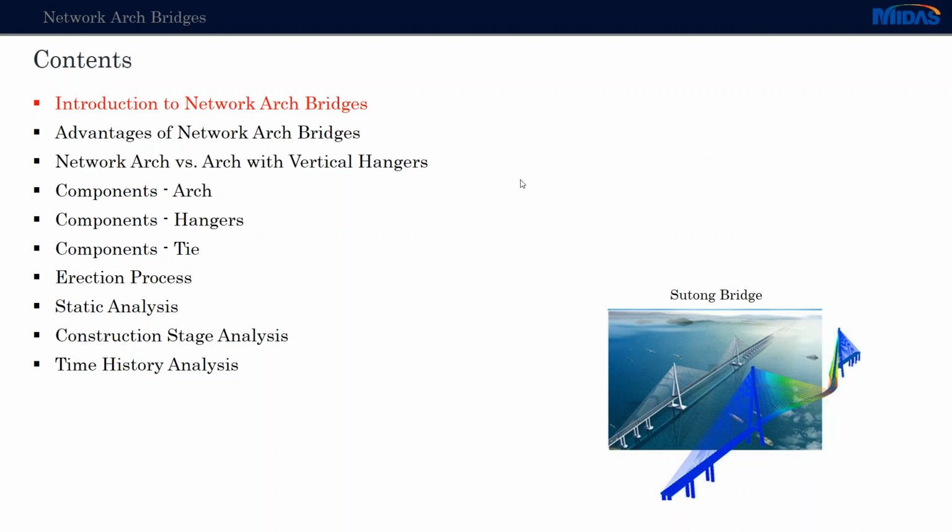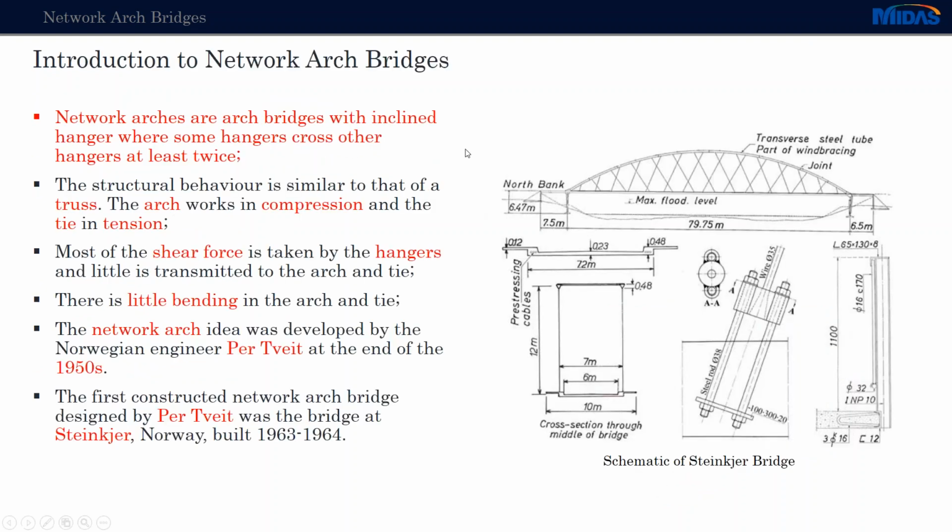So today's topic is network arch bridges. Firstly, let's look a bit into what network arch bridges are. The concept of network arch bridges implies that the hangers for the arch that connect the arch to the tie should be inclined, and these should pass each other at least twice.